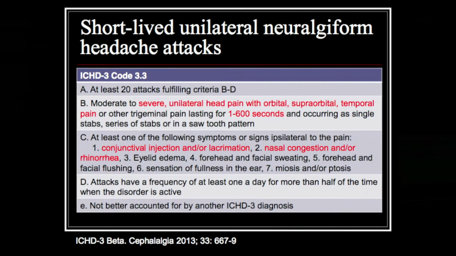There's also something called short-lived unilateral neuralgiform headache attacks as well. And these have to have at least 20 attacks fulfilling these criteria. So you basically get severe unilateral head pain with supraorbital, orbital, or temporal pain. And you get the same type of symptoms. You get the conjunctival injection and lacrimation, nasal congestion, etc. You can see all the different autonomic symptoms that we talk about. And the attacks have a frequency of at least 1 a day to more than half the time when the disorder is active. And it's not accounted for by another diagnosis. So these are very, very short-lived headaches. So 1 second up to 60 seconds. So it can go up to 10 minutes.